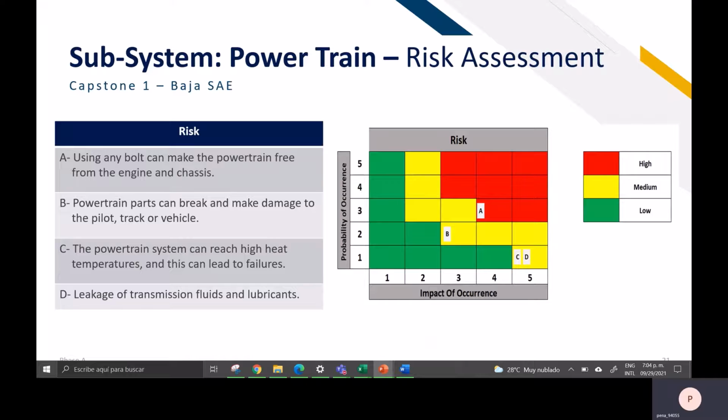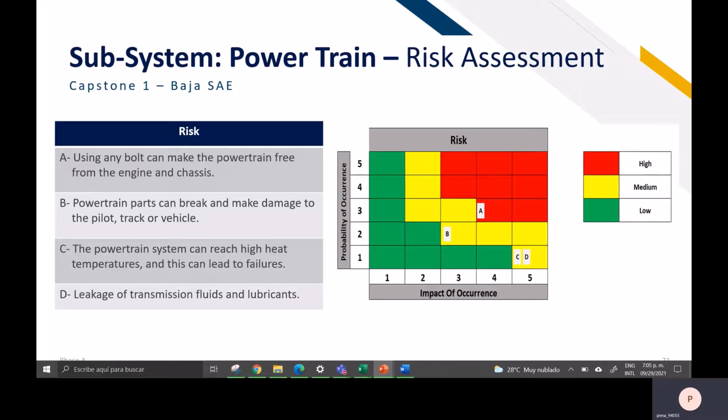Okay, this is the risk table for this powertrain. Any bolt can make the powertrain come free from the engine and the chassis. This probability is high and the impact is very high. Powertrain parts can break and damage the pilot, track, or vehicle. Probability is medium and impact is medium.